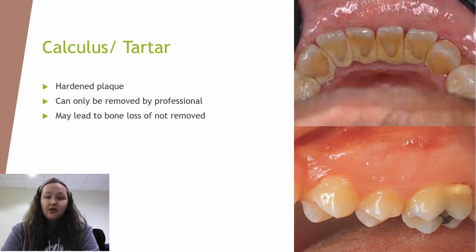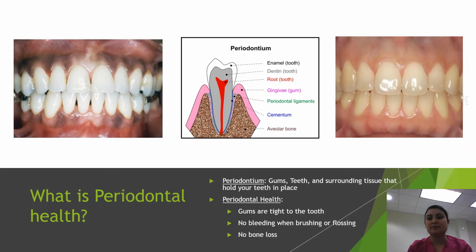And if this stuff stays on your tooth, this is also something that helps the bacteria in your mouth stick to your tooth, and it can cause or may lead to bone loss if not removed. So before we continue, I just want to go over the term periodontium with you. Periodontium. So basically, this includes your gums, your teeth, your bones, basically anything that helps keep your teeth in place. So we have a picture in the middle here of basically everything that the periodontium consists of.